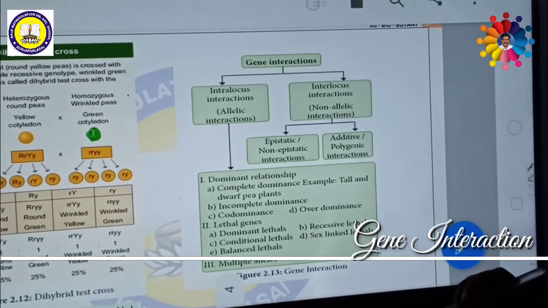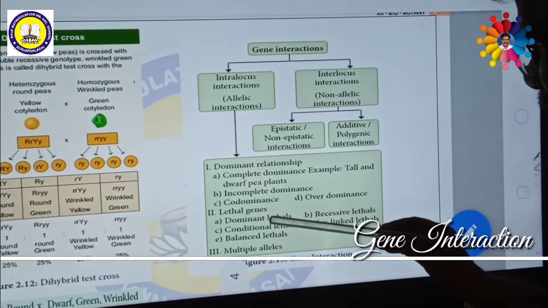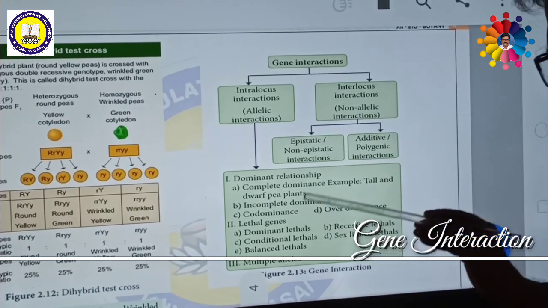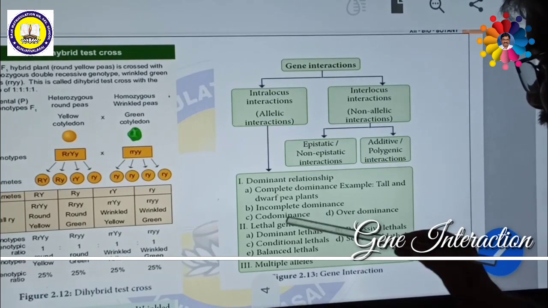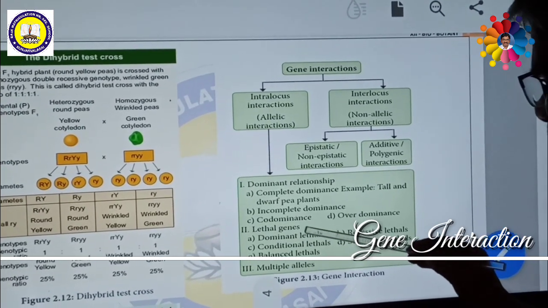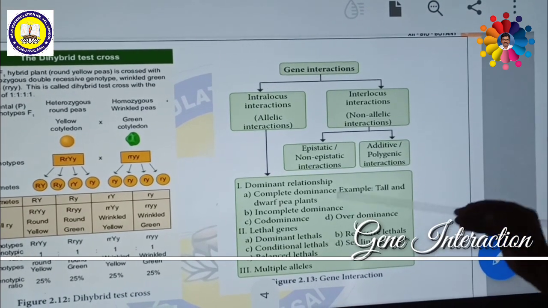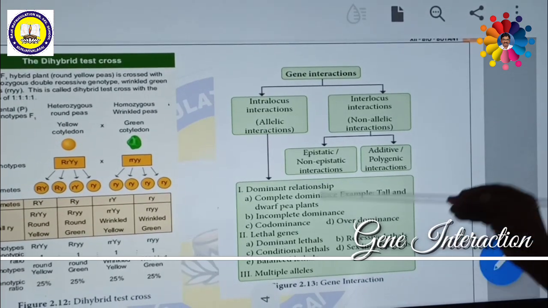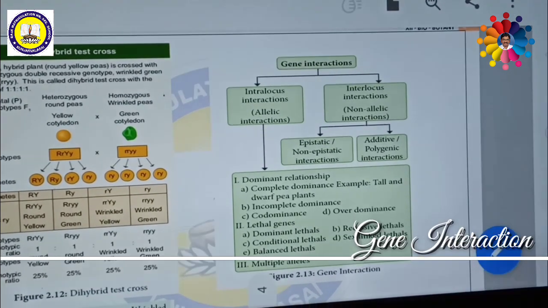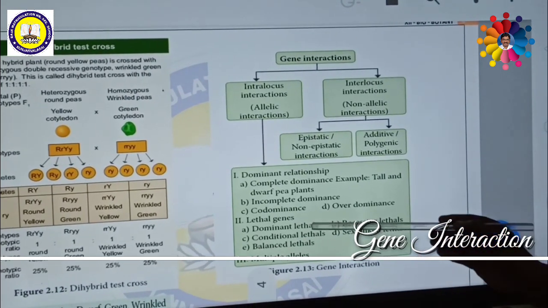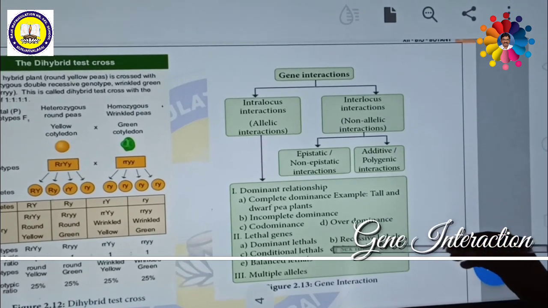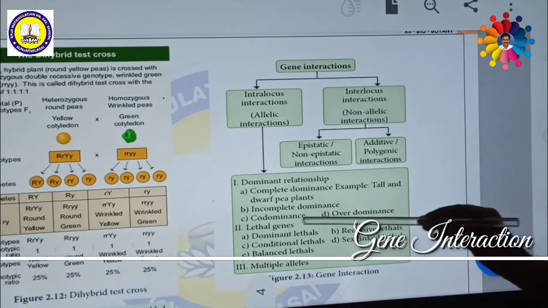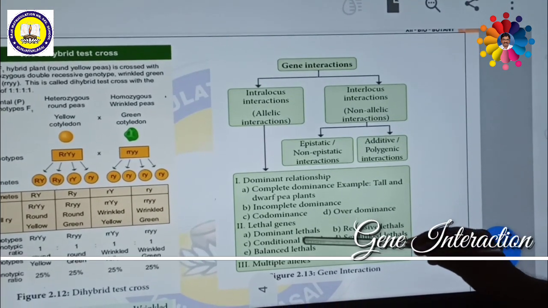Next one is lethal genes. Lethal genes are nothing but a pair of alleles or a single allele which has the potential to cause the death of an organism. That is called a lethal allele or lethal gene. So lethal means a gene present in the chromosome which has the potential to kill the organism. These are further divided into many types: dominant lethals, recessive lethals, conditional lethals, sex-linked lethals, balanced lethals. These are all out of syllabus for us, so we need not bother about them.